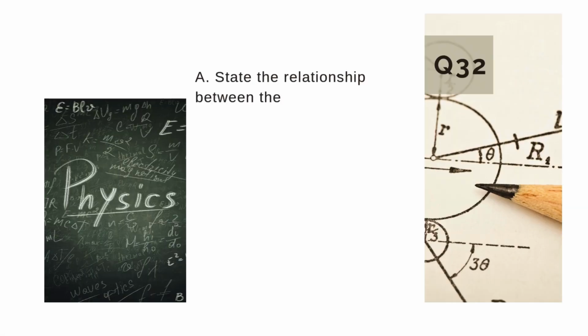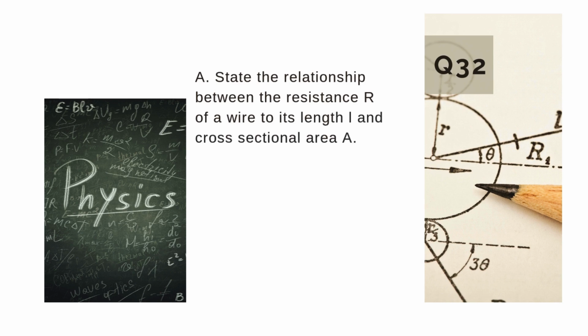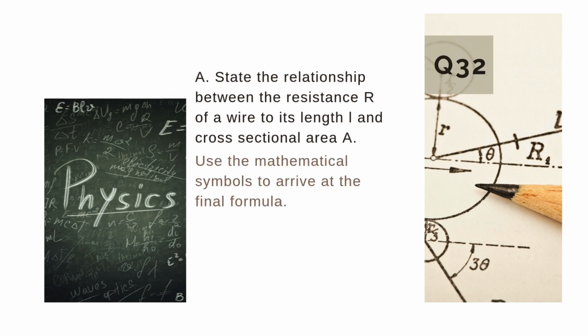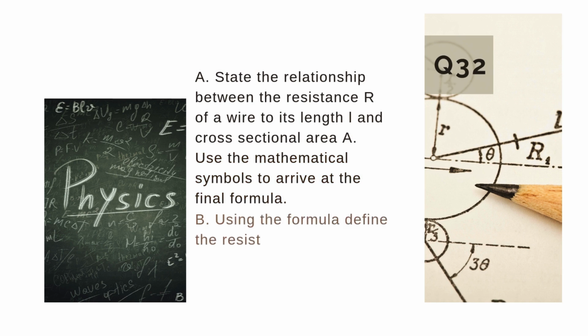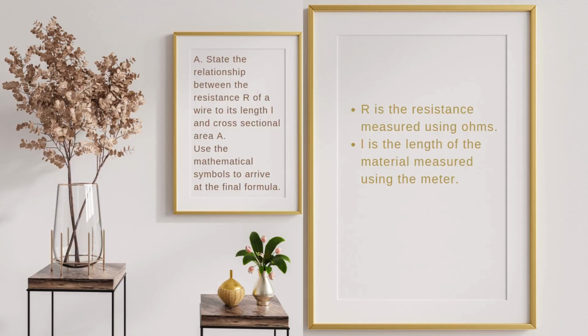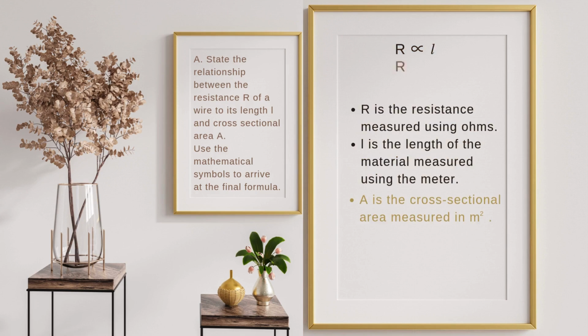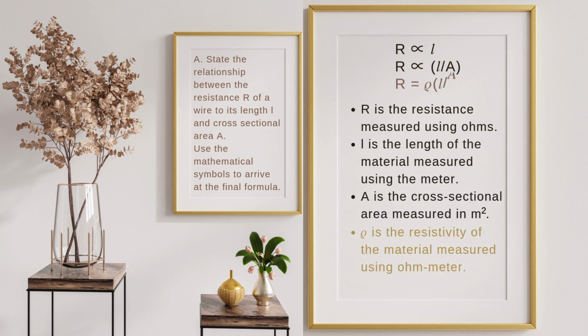State the relationship between the resistance R of a wire to its length L and cross-sectional area A. Use the mathematical symbols to arrive at the final formula. Using the formula, define the resistivity of a material. R is directly proportional to L, where R is the resistance and L is the length of the material used. Now R is inversely proportional to A, where A is the cross-sectional area. R is rho times L upon A, where rho is the resistivity of the material.